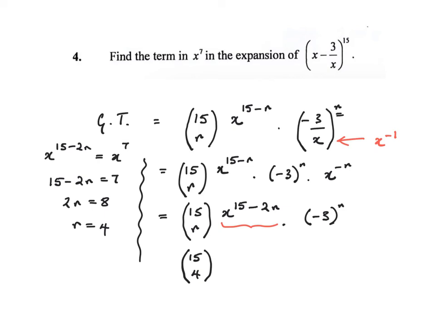We know that this will give us x to the power of 7. Let's not forget the minus 3 to the power of 4. And some calculator work then. So that's 1365 times 81 x to the power of 7, and it gives us 110,565 x to the power of 7.